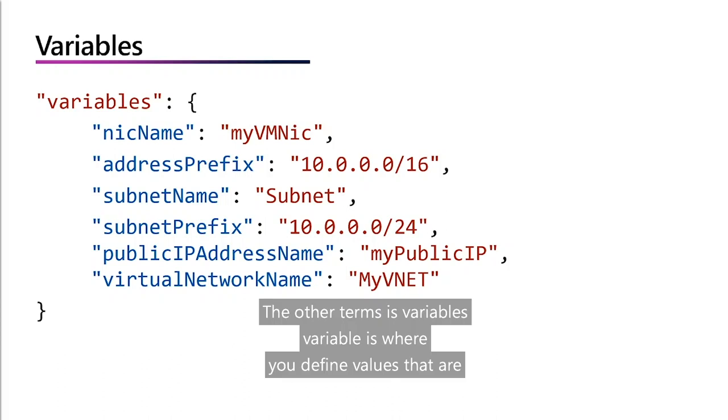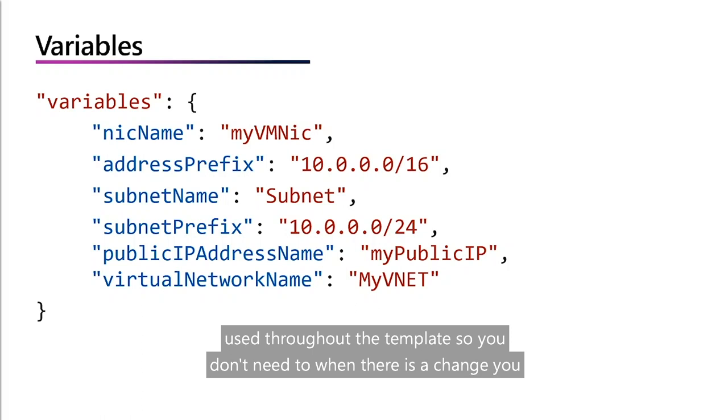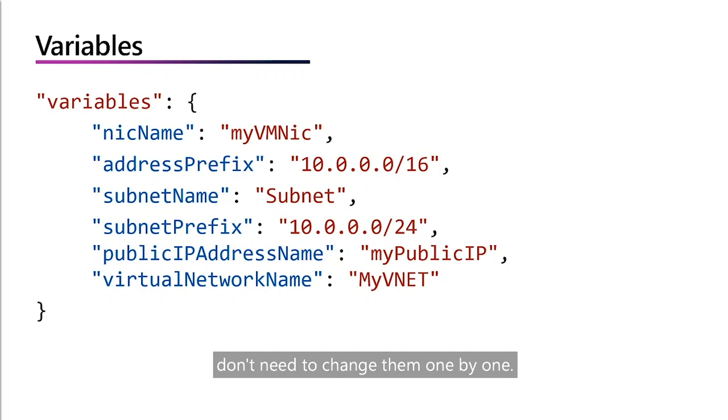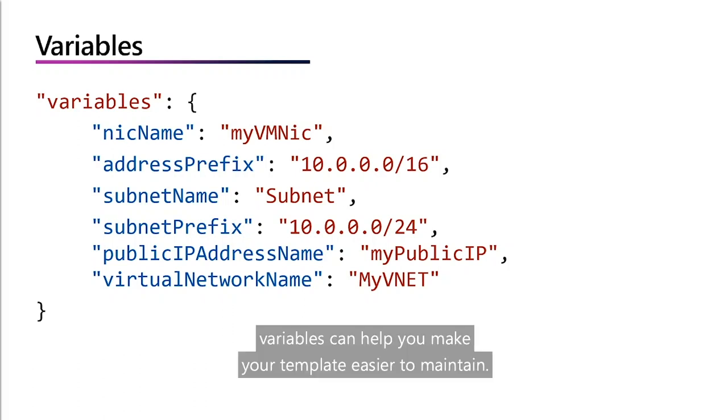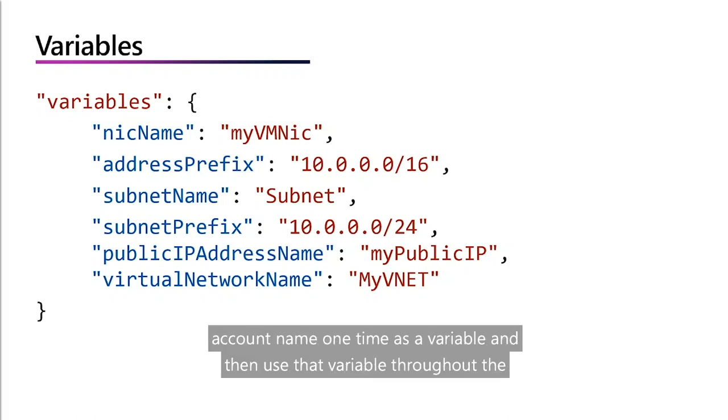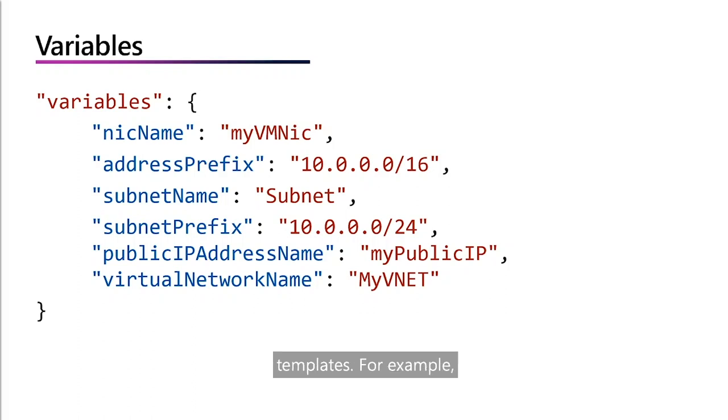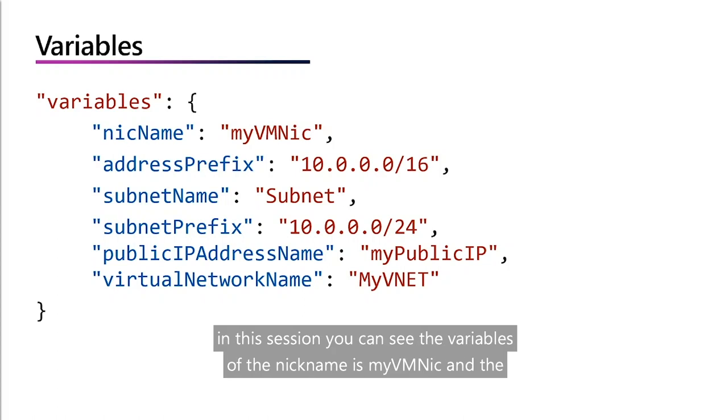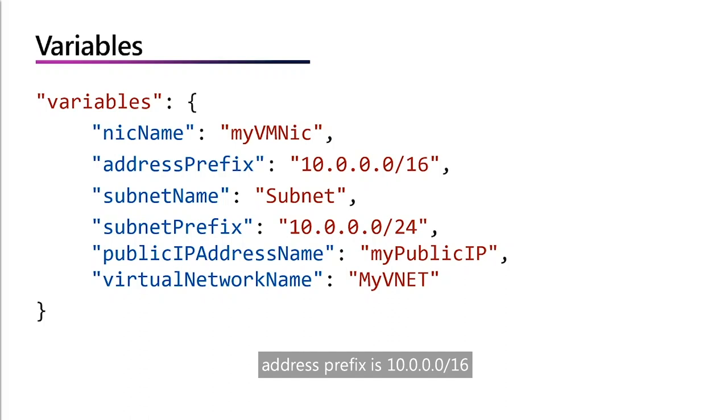The other term is variables. Variables is where you define values that are used throughout the template. So when there is a change, you don't need to change them one by one. Variables can help you make your template easier to maintain. For example, you may define a storage account name one time as a variable and then use that variable throughout the template. In this section, you can see the variable nickname is myvmnick, and the address prefix is 10.0.0.0/16.